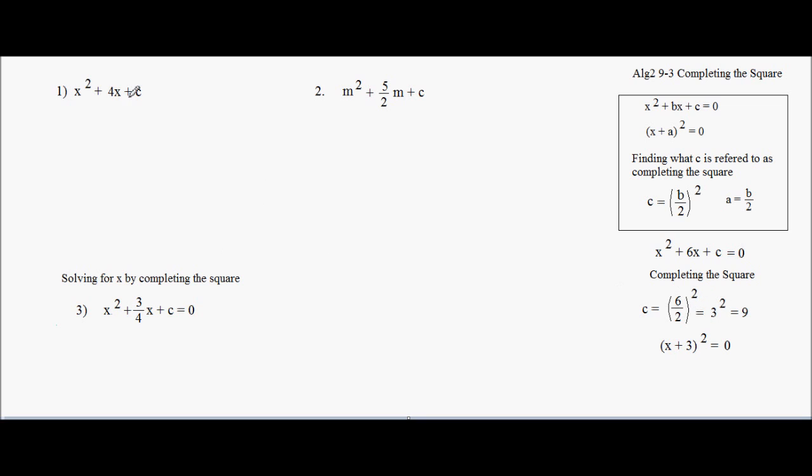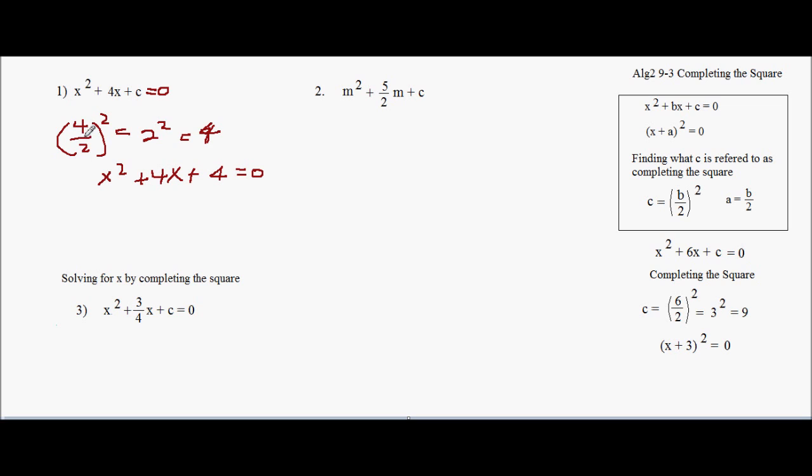So let's just take an example of that. Let's take this one. Let's set this equal to 0, let's say, and I want to find c. So the method is, I'm going to take 4 divided by 2, square it, right? Take the middle number divided by 2, square it. 4 divided by 2 is 2. 2 squared is 4. So now I get x squared plus 4x plus 4 equals 0.